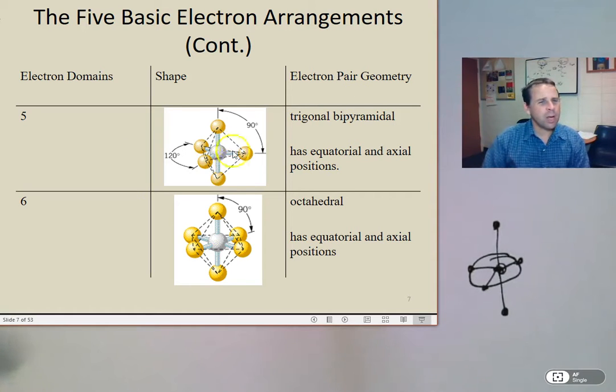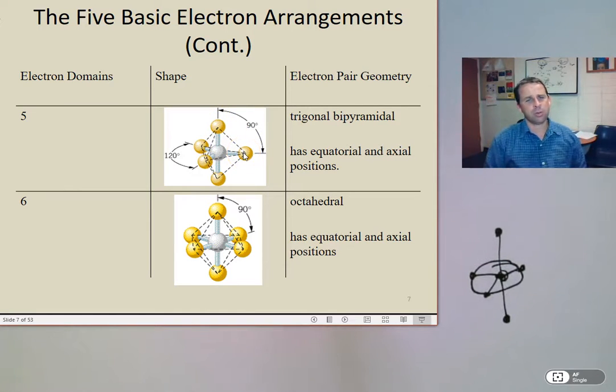So the three that are around the central atom on the equator are 120 degrees from each other, but the two up and down are 180 from each other and 90 degrees from the equator. So the axial ones are 90 degrees from the equator. This shape is called trigonal bipyramidal, because this triangle in the middle can be thought of as a base forming a pyramid. So you have this dotted line forming a pyramid on top, but it also forms a pyramid down below. So it's called bipyramidal for that reason.